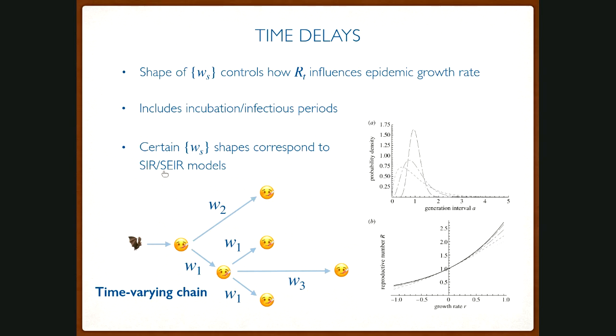If we look back at our chain analogy, what we've done is put probabilistic weights on the timing of branching events. So while this person might on average infect 2 people, the time at which those new infections come into the population will vary depending on W. For example, this W of 2 means it took 2 days for this new infection, but 1 day for this infection.